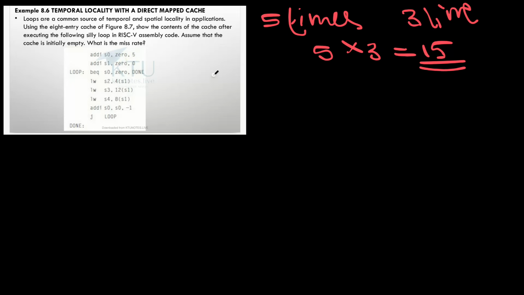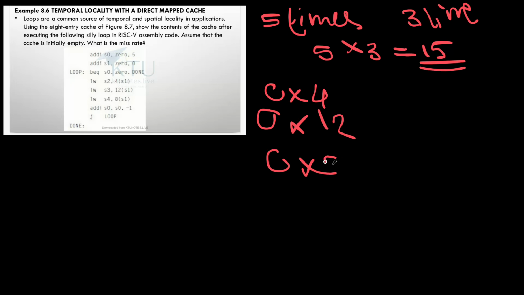Now, what would be the cache value in each of these? For that, you are given 0x4 as one address, 0x12 as another address, and 0x8. These are the addresses from which you are going to access. Now, this is a direct mapped cache, right? It is given in the question that it's a direct mapped cache. So that means first we have to find the set of each of these addresses in our cache.